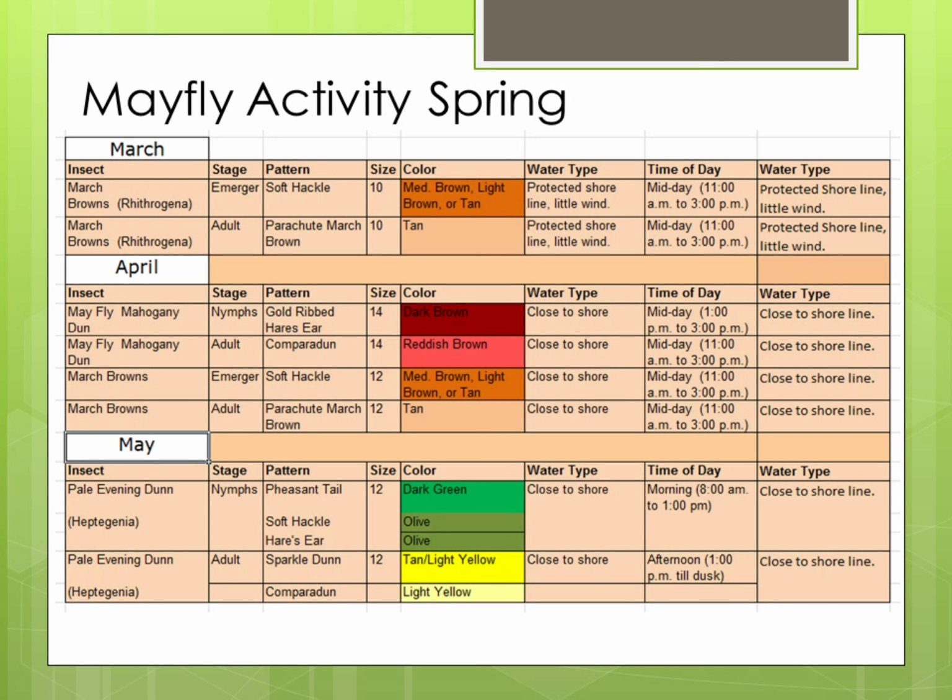Mayflies are ranked number 8. This chart shows you the color, the hook size, and the name of the flies that are used as imitations. Nymphs can be found in water up to 25 feet deep, but prefer water between 5 and 10 feet deep. They're most active on cloudy days in the spring between 12 noon and 2 p.m.